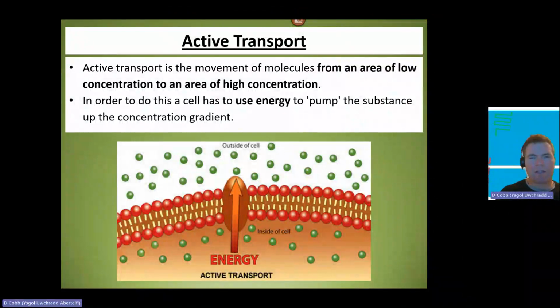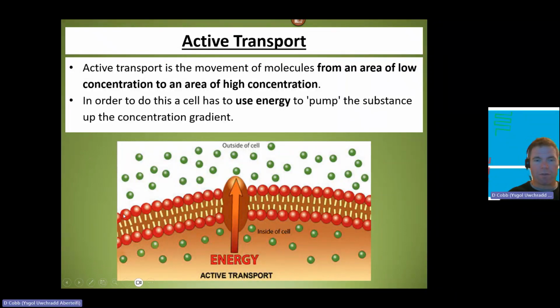Now, the problem with that is that those molecules don't really want to go that way. Molecules really want to go the easiest path, which is the diffusion path, because it's passive, it doesn't need energy. So those green molecules would actually rather be moving from outside the cell to inside the cell. But the cell membrane in this case is stopping those molecules moving. This is not oxygen diffusion. Oxygen cannot move by active transport because it moves quite happily, freely through the cell membrane.